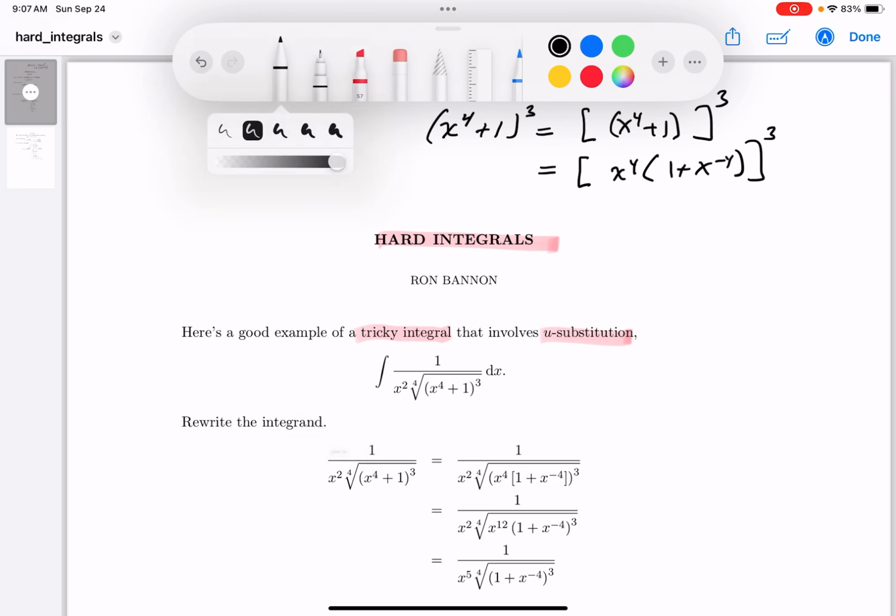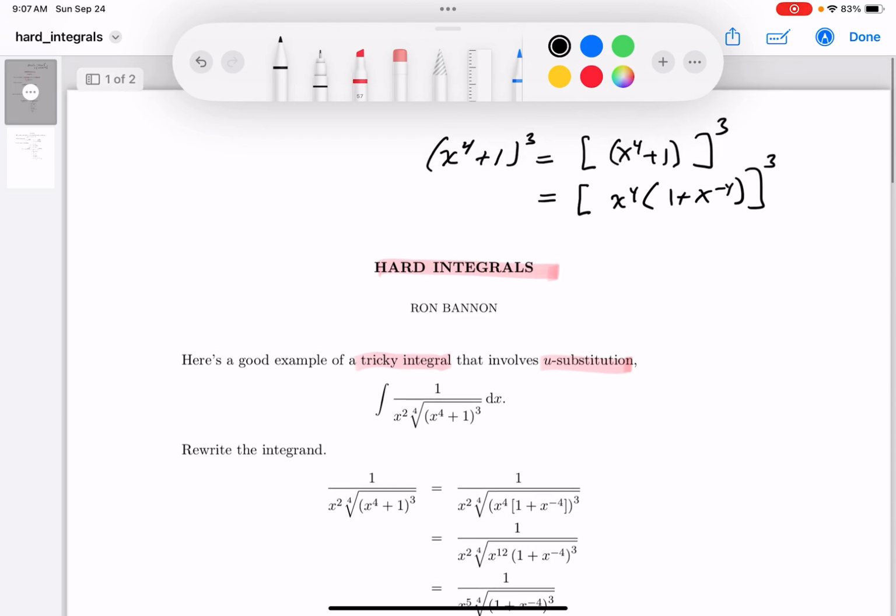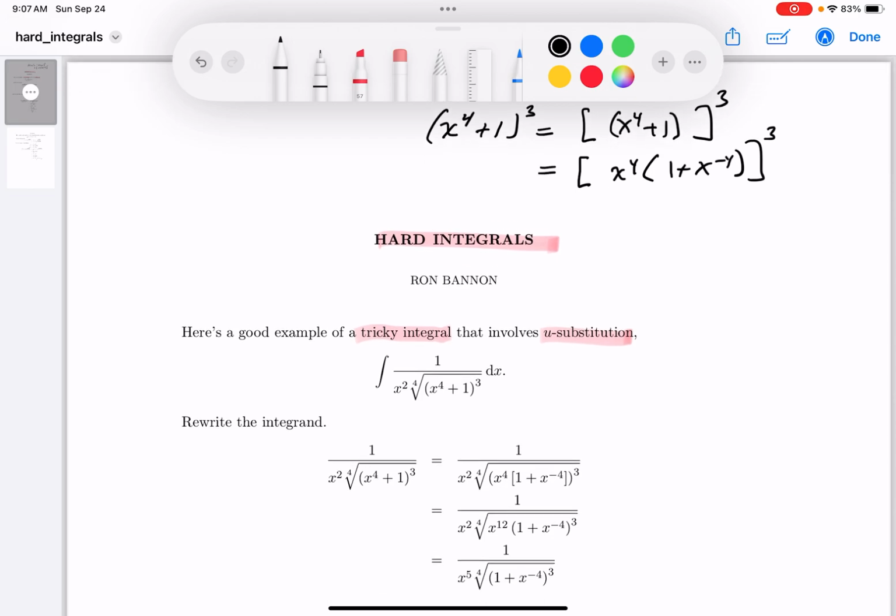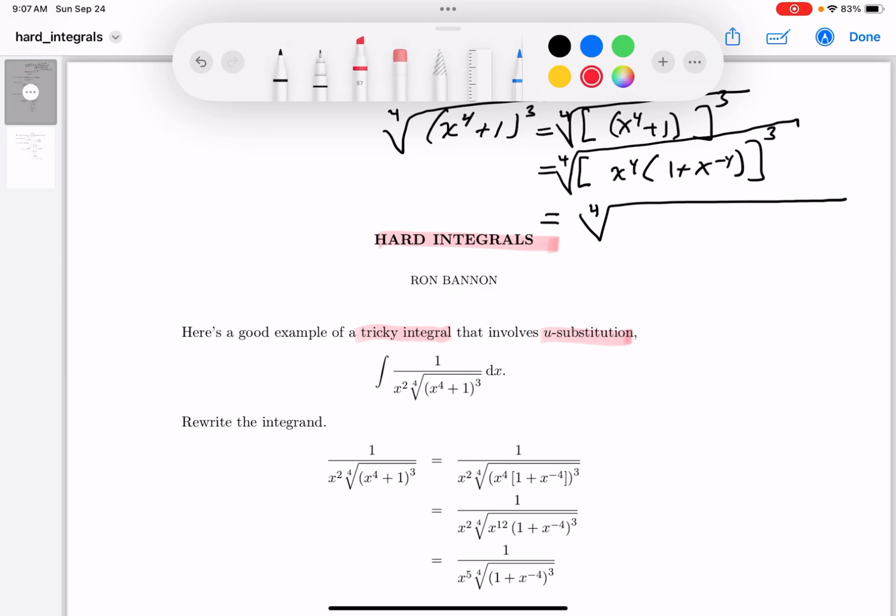Now what I'm going to do is take the fourth root of that. I'm sorry, fourth root, not cube root. So I put in everything: fourth root. Again, I want to tell you what I'm concentrating on now. Just this. That's all we're concentrating on.